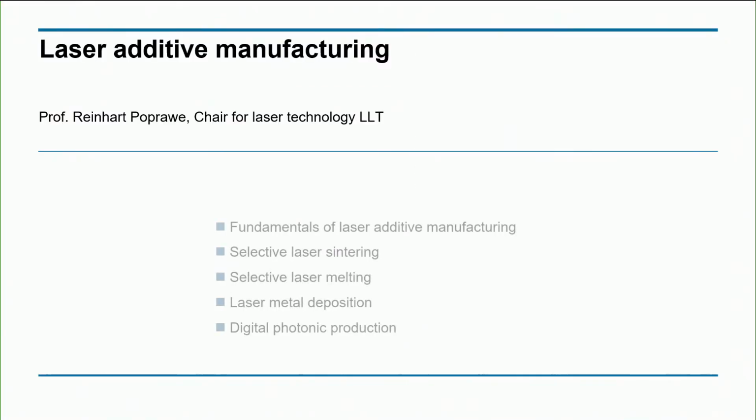In the overview of the lecture, we will find fundamentals of laser additive manufacturing and several examples. Historically, it all started with selective laser sintering, became selective laser melting. Laser metal deposition is a different powder depositing process, and ultimately I will talk a little more generally in the outlook on digital photonic production.